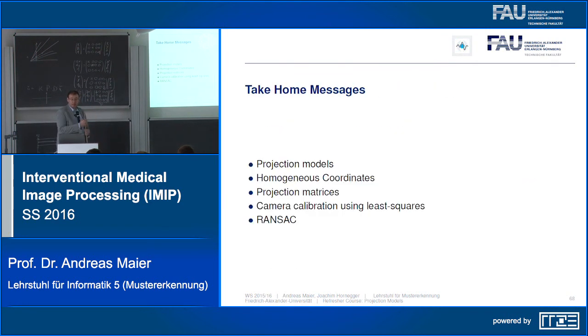Good. Some take-home messages. We have discussed projection models. We've seen that if you add a dimension, it's much easier to calibrate a perspective projection. So this is much easier. We talked about projection matrices. Projection matrices are really cool because we can describe the extrinsic and intrinsic parameters all at the same time. And we've seen how we can compute camera calibration using least squares, and we used our favorite method, SVD, to actually compute the parameters. And we've seen a bit how to use RANSAC in order to cope with outliers.